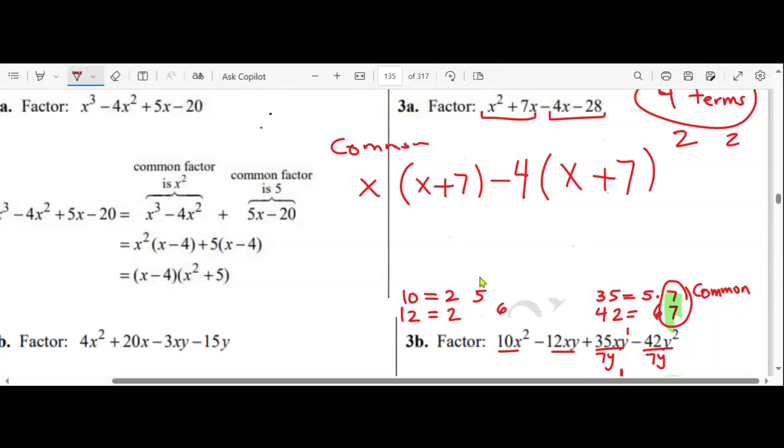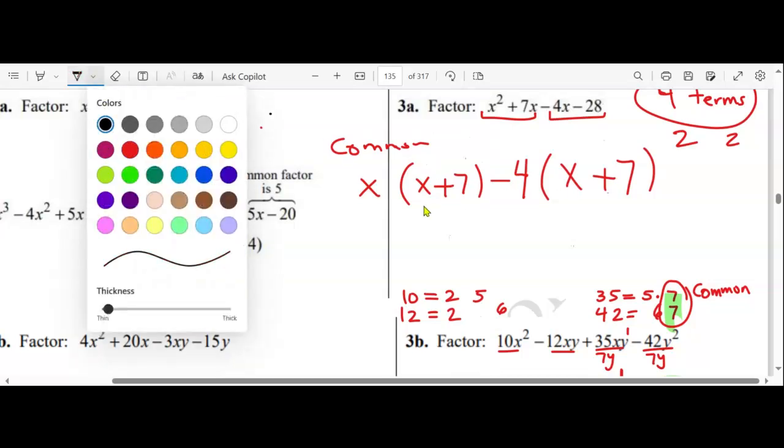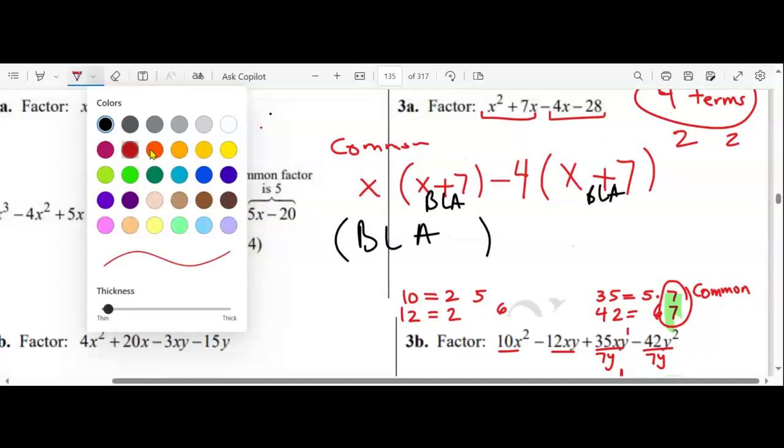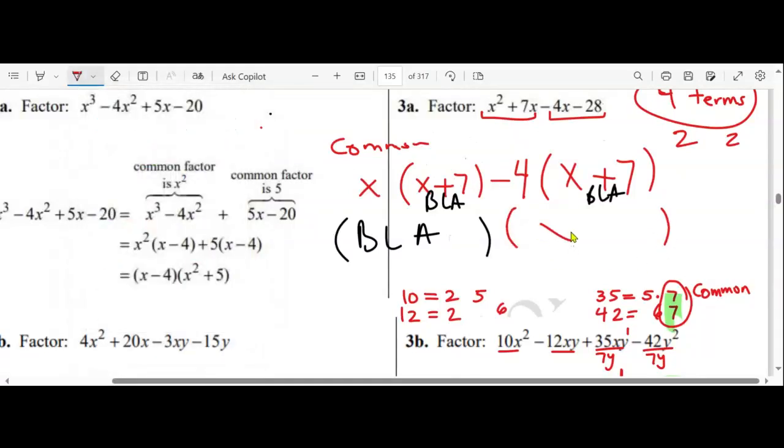X plus 7. Now, do we have x plus 7 repeated in both of them? Yes. So it's a common. I usually call this blah, blah, blah. You have blah, blah, blah here and you have blah, blah, blah here. So you put the blah, blah, blah outside. And then what is left? Who can tell me what's left? X minus 4. What's blah, blah, blah? X plus 7.